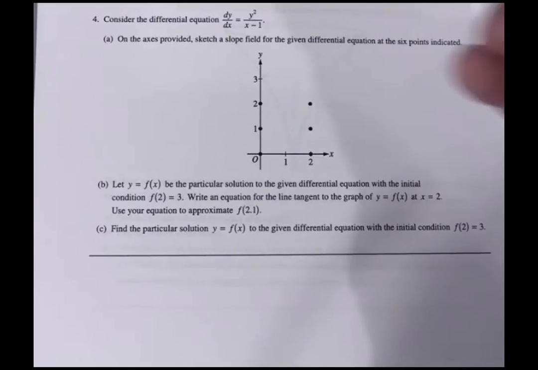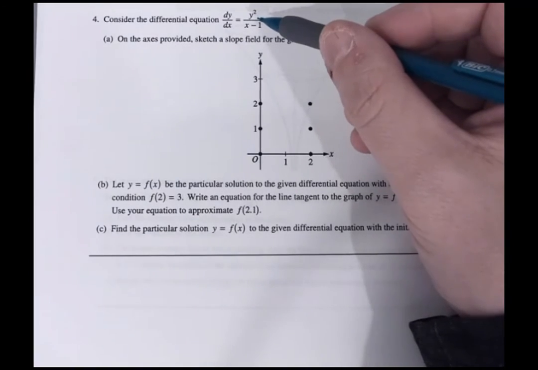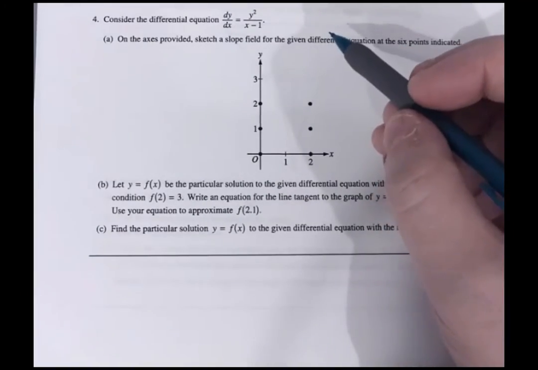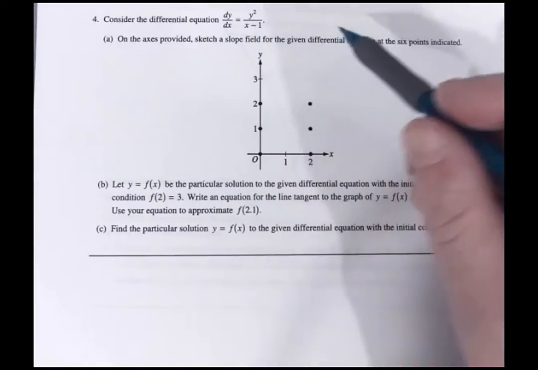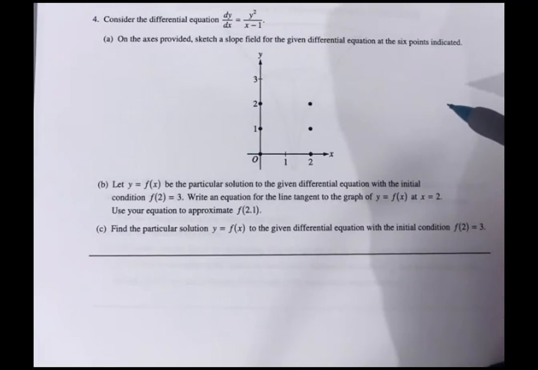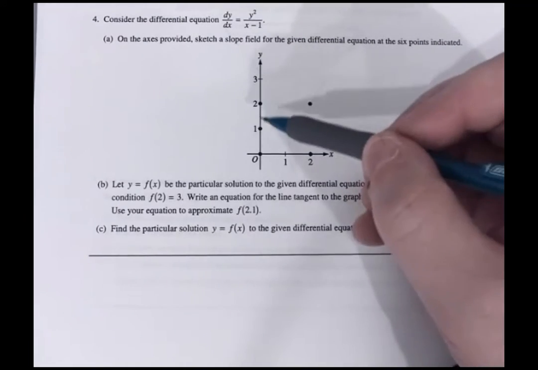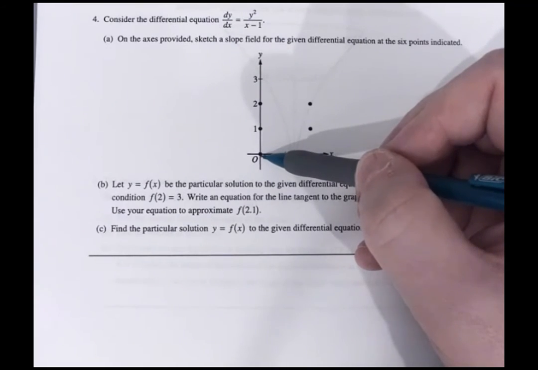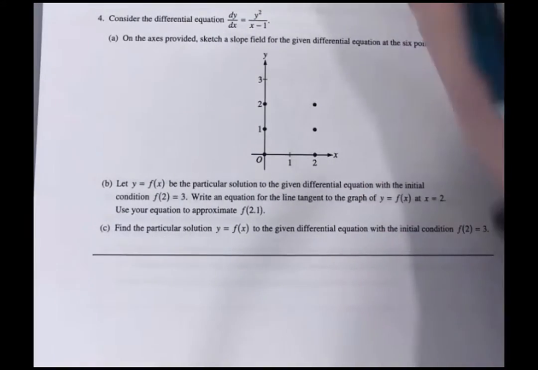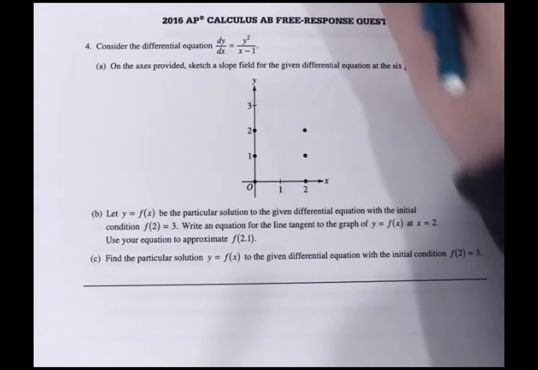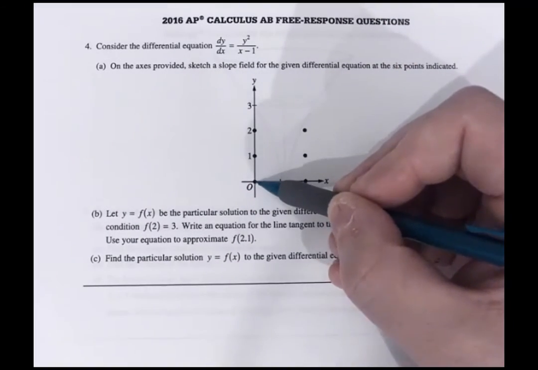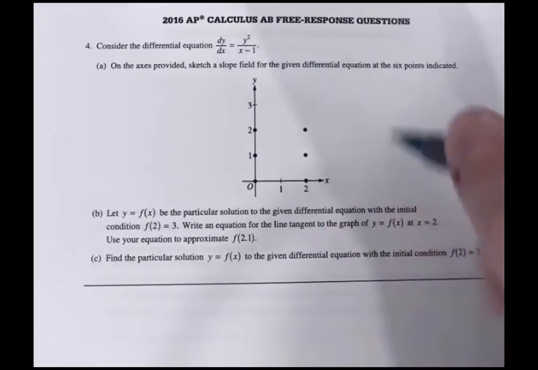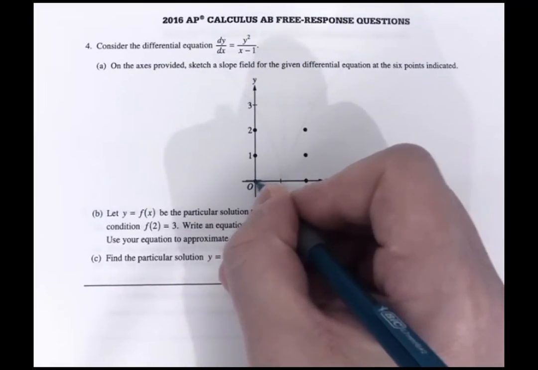This problem asks us to consider the differential equation dy/dx equals y squared over x minus 1. The first part is to perform the slope field. On the axis provided, sketch the slope field for the 6 points indicated. Remember, to find what happens with a slope field, we replace the coordinates of the point into the differential equation and simply calculate what the slope has to be. So for example, at (0, 0), if we do 0 divided by negative 1, we get 0. So at that point, the slope will be 0.